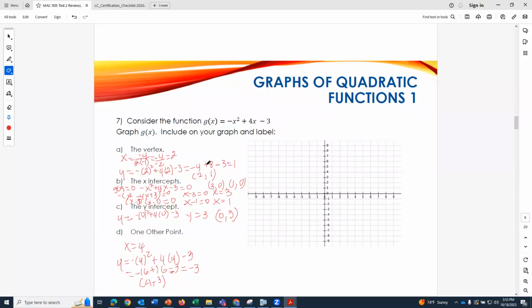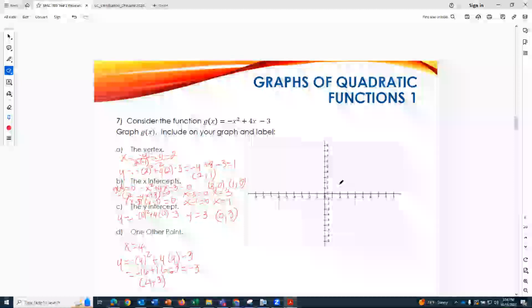And we have 1, 2, 3, 4, 5 points to graph it. First of all, let's start with the vertex. The vertex is 2, 1. That means x equals 2, y equals 1.